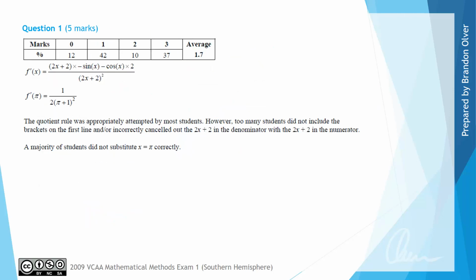As you can see, only about a third of students got full marks for this question, and the examiner goes on to say that the quotient rule was appropriately attempted by most students. However, too many students did not include brackets, so that means that the expression wasn't correct, and they often incorrectly cancelled out the 2x plus 2 in the denominator with a 2x plus 2 in the numerator. But because that isn't a common factor in the numerator, it's not appropriate to cancel it. And furthermore, a majority of students did not substitute x equals pi correctly into their derivative.